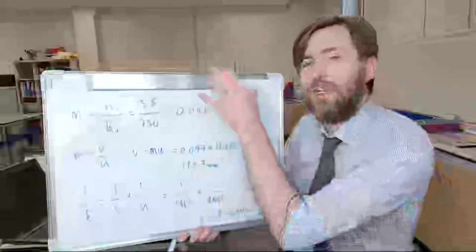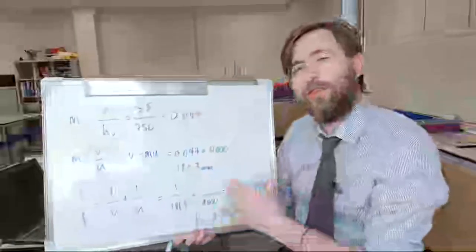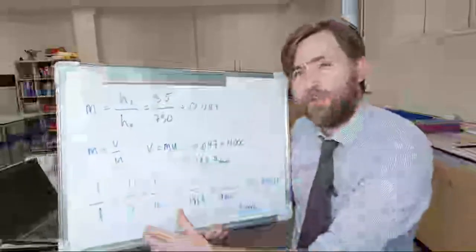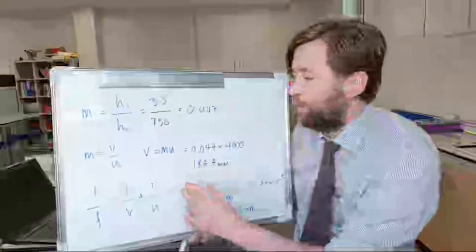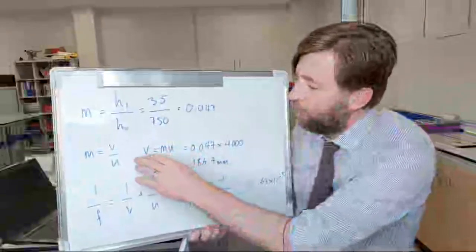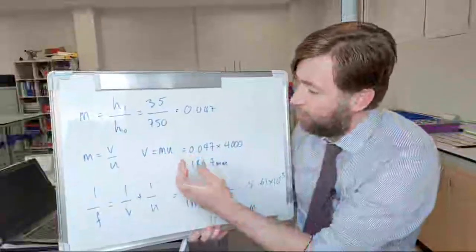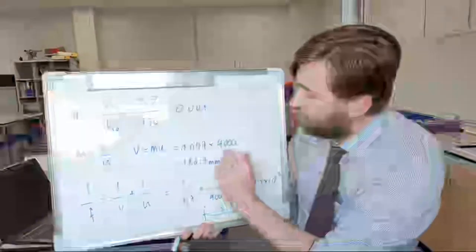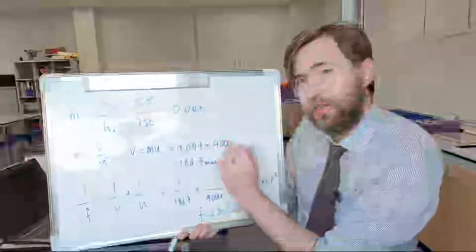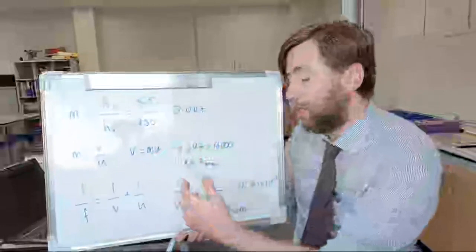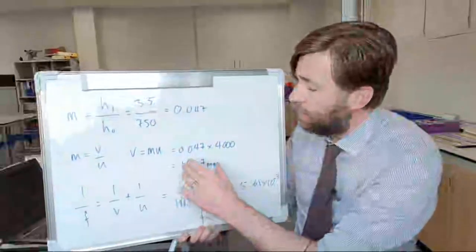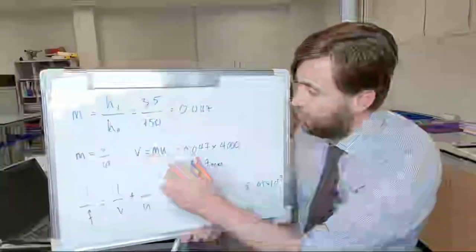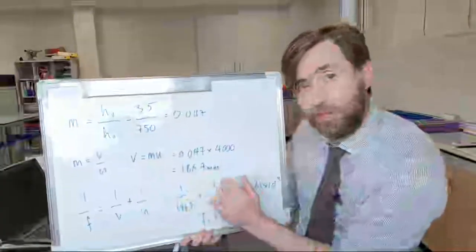Incidentally as well, I've stayed working in millimeters throughout all this because I want my final answer in millimeters. And with this, as long as you use the same units on either side, you'll be okay. So rearrange for V, which is M times U, where U is the distance from the object to the lens, 4,000 millimeters, 4 meters, which gives me a distance from lens to image, V, of 186.7 millimeters.